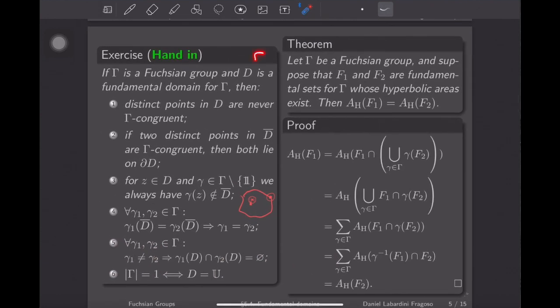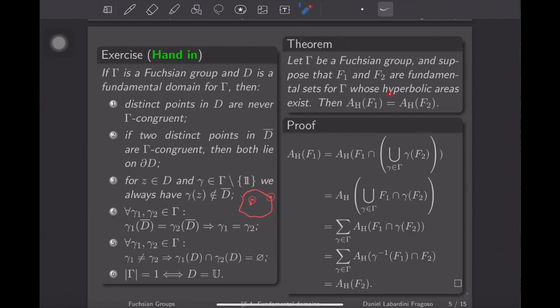Okay, so this exercise is really not so hard. Something that can be said more or less immediately, and here I should have used the letter D instead of F, is that if I have two fundamental, I should have said, should I have said domains? No, okay, probably sets is okay. Okay, we will see.